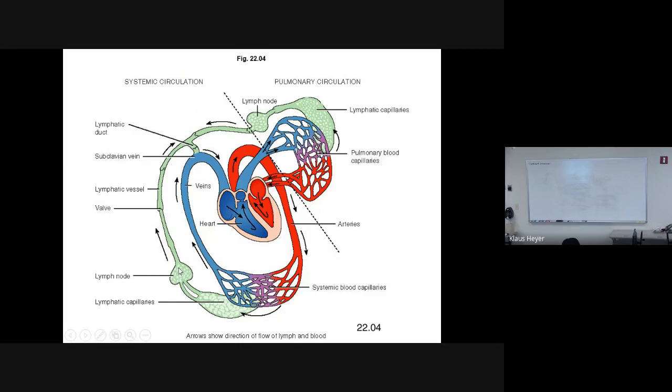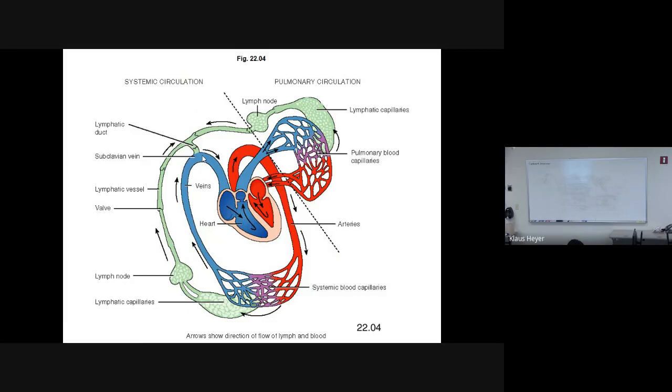It's going to pass through the lymph nodes. A lymph node is like a filter. It's going to go into a lymphatic vessel, lymphatic trunk, and then finally a lymphatic duct, and it goes right back into the subclavian.